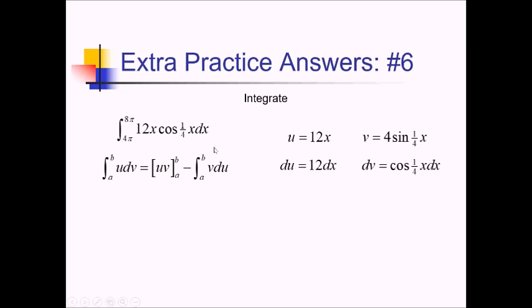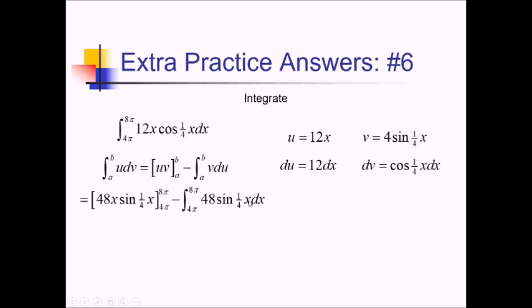And now I have to plug things in. Going straight across for uv, this is 12x times 4 sine of 1/4 x. I can write that as 48x sine of 1/4 x, evaluated from 4 pi to 8 pi. That goes right into the evaluation box. Now I have to deal with this integral, or at least find out what's in the integral. Going this way now, we've got 4 times 12, which is 48. We still have a sine of 1/4 x dx, so that's all there.